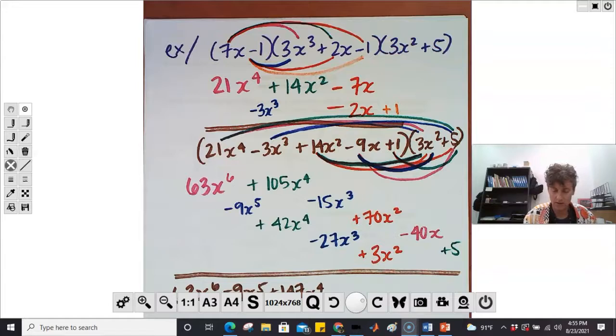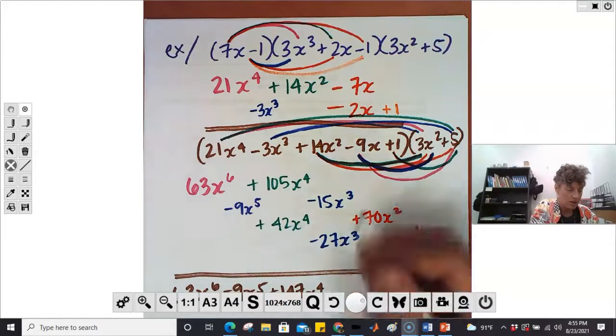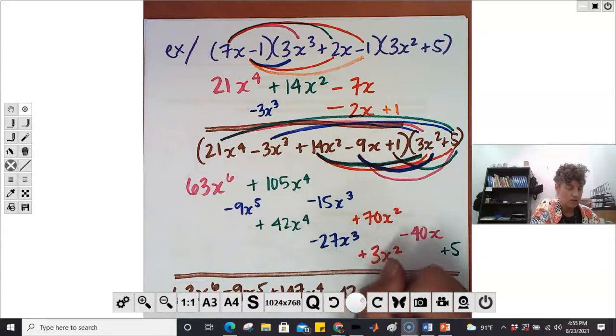I don't have it in me, guys. Don't have it in me for that. There we go. It's 42 again. Huh, wow. Negative 42 x cubed. 70 and 3 is 73x squared minus 40x plus 5.